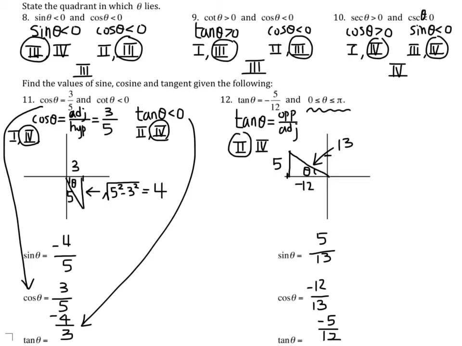So tangent equals opposite over adjacent, and we were given the information of negative 5 over 12. But in the second quadrant, opposite is always positive. So I'm going to put it as 5 over negative 12. It doesn't really matter if I put the negative on the numerator or the denominator. They are the same values. So opposite is positive in the second quadrant. Adjacent is negative in the second quadrant.